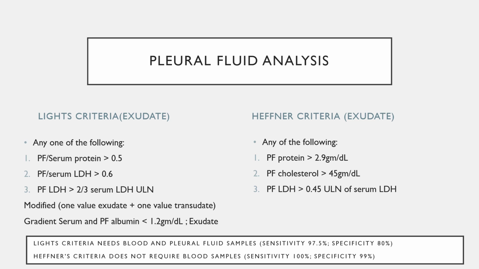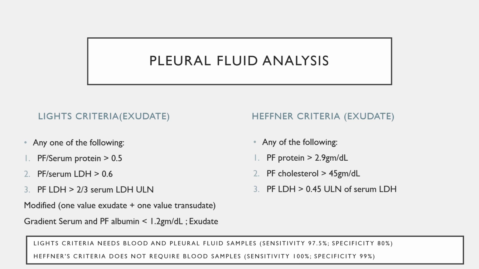Now let's talk about specificity of a test. It is the ability of a test to rule in a disease. For example, in this case, Light's criteria has a specificity of 80%. That means if the test is positive, then I can assure with 80% certainty that it is an exudate. However, there is a 20% chance of me being wrong. That means there's a 20% chance I can say that it is not an exudate, and this is called false negativity of the test. So specificity goes in with false negativity.